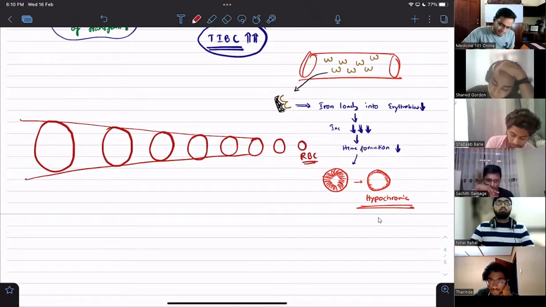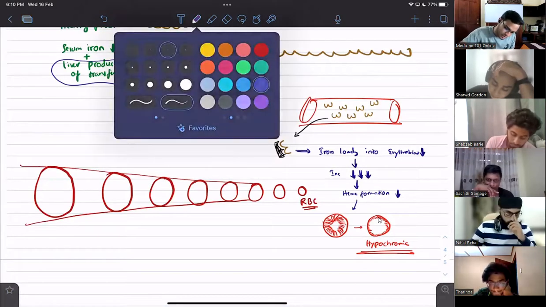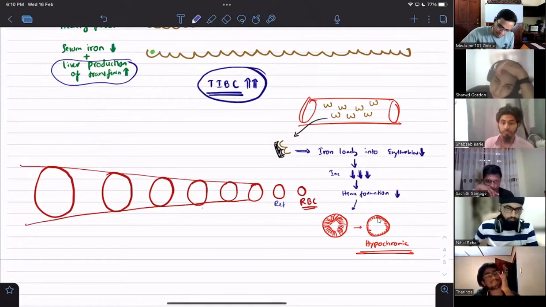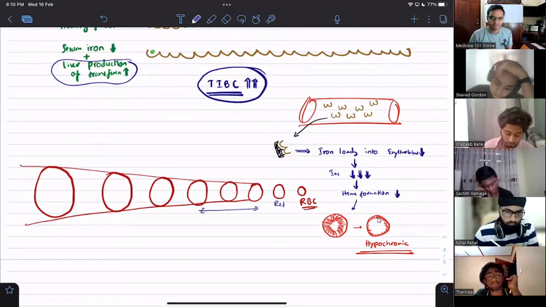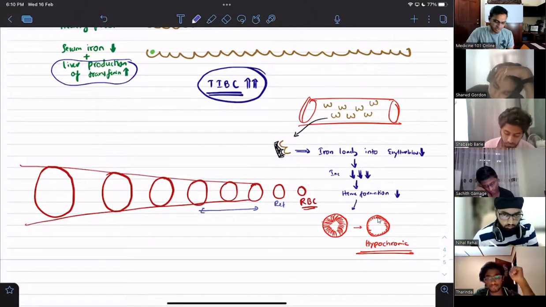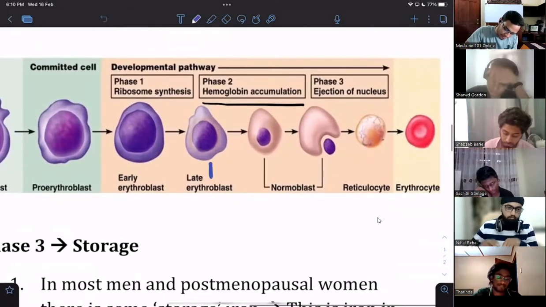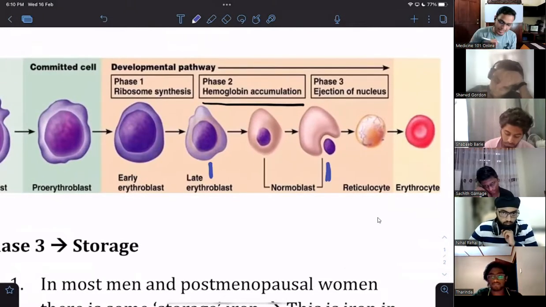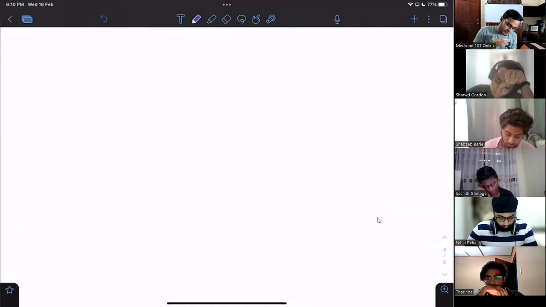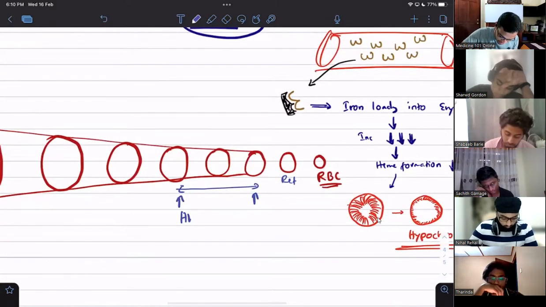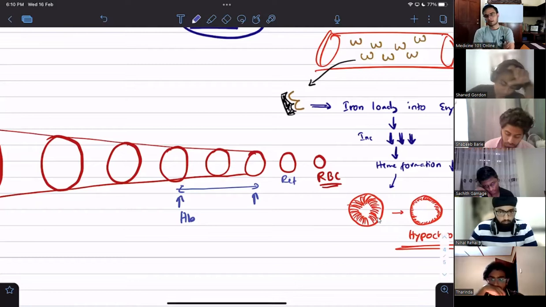Somewhere here, just before the reticulocyte, somewhere between here and here, from the late erythroblast to the normoblast, I have put the picture in your book. Somewhere around here is when hemoglobin starts accumulating. So somewhere from here to here, HB starts accumulating.